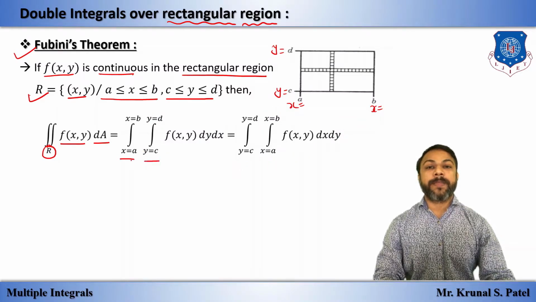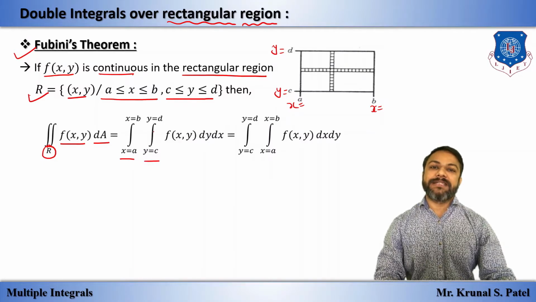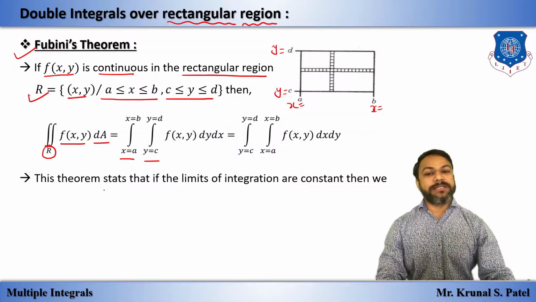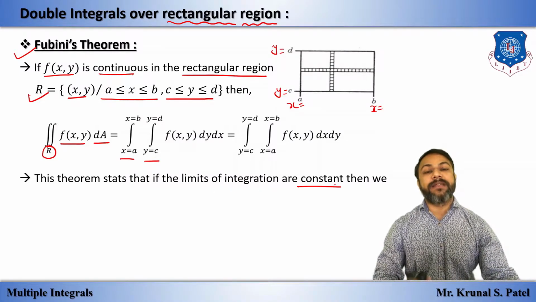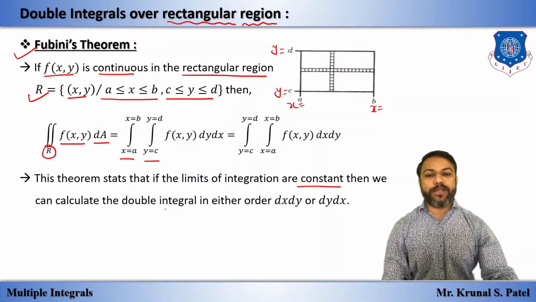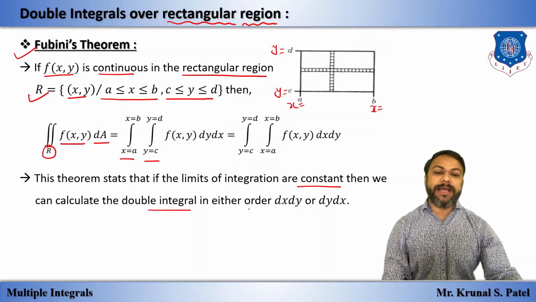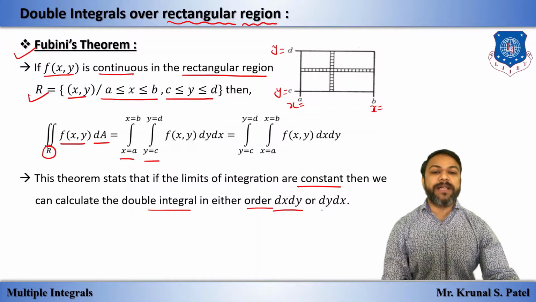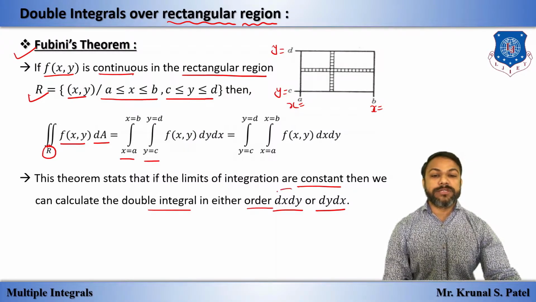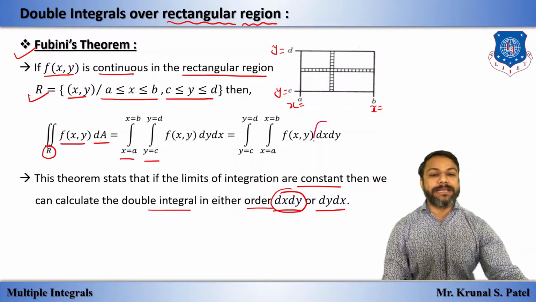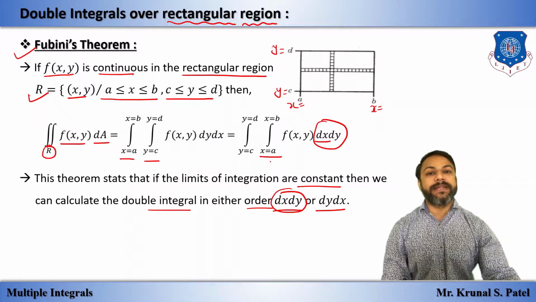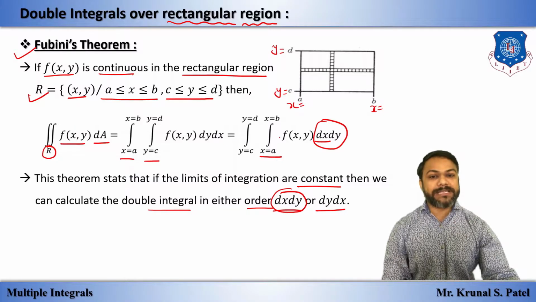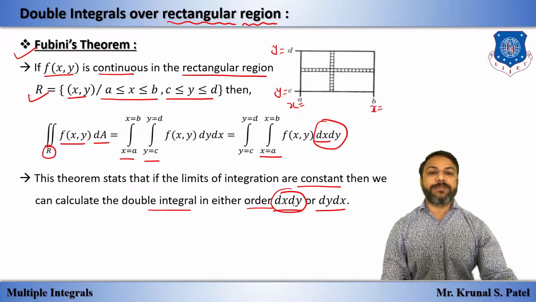Here you can see x goes from a to b, and y goes from c to d. This theorem states that if the limits of integration are constant, then we can calculate the double integral in either order, that means dx dy or dy dx. If we use dx dy, then dx is inside, so first we integrate with respect to x, with the inside limit being x, and then we integrate with respect to y.